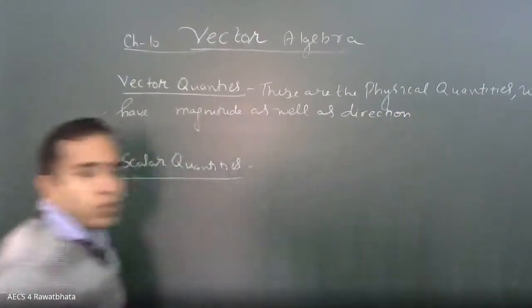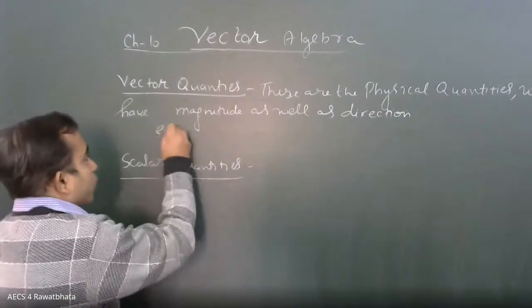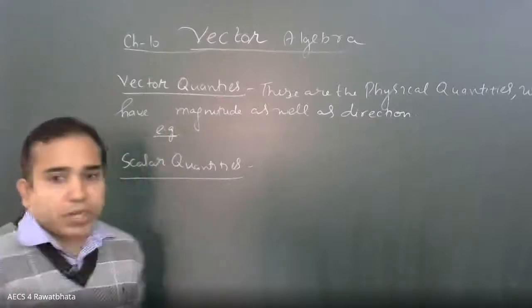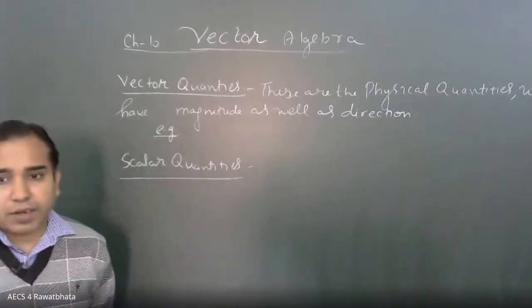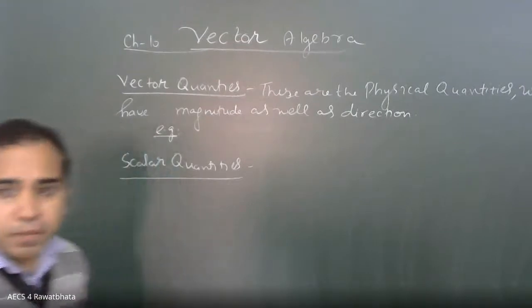Right, students? You must have studied this definition in physics, and you must have seen some examples of vector quantities also. Do you remember? In vector quantities, without direction the meaning is not clear. Do you know some examples of vector quantities?